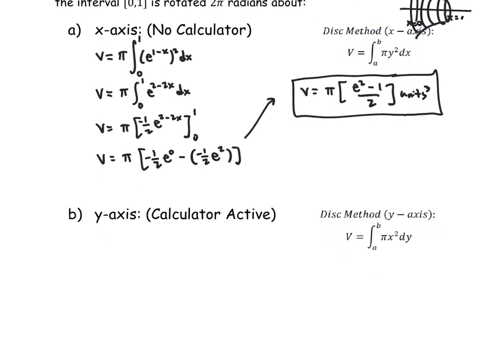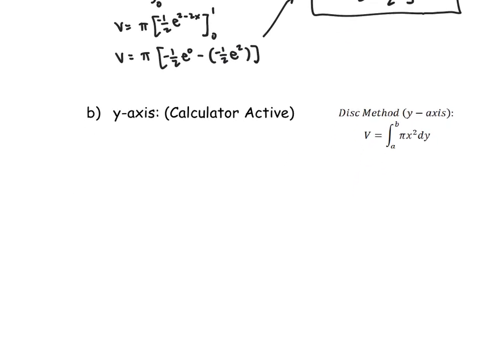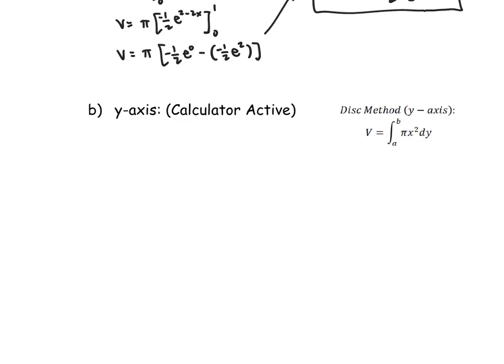Okay, let's look down at part B. Part B is going to allow us to use a calculator. However, now we are revolving this horizontally about the y-axis. So let's sketch and just see what this will look like. So here's the point (1, 1), and (0, e). Oops, let's try that again. (0, e), (1, 1), good. When I revolve around the y-axis, we're going to get a solid that looks kind of like this.